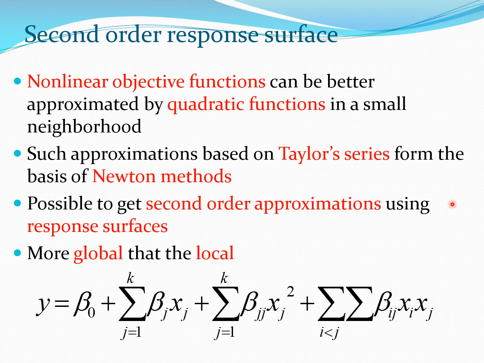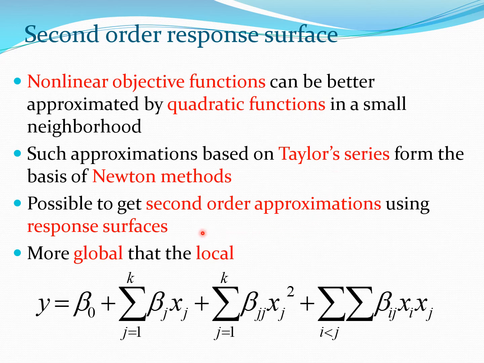But we know that in reality most nonlinear objective functions are better approximated by quadratic functions. And this also is only possible in a small neighborhood, because in a large neighborhood the quadratic itself would not hold, you would require more complicated functions. Now we also have seen that most of the methods such as the Newton methods and so on have been developed using some kind of Taylor series approximation.